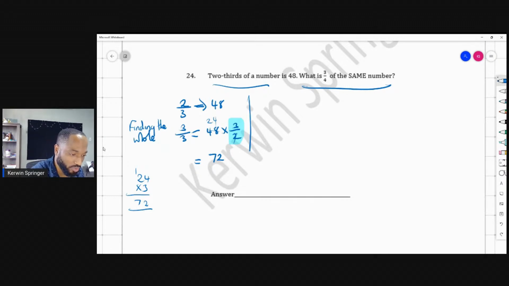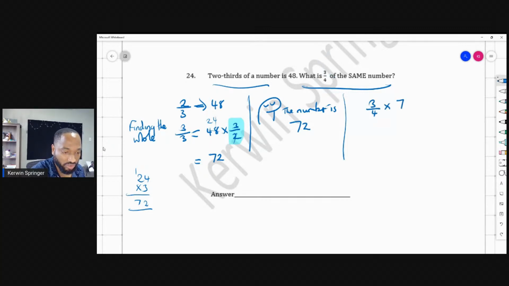So now we know the number is 72. But that's not the question. We want to know what is 3/4 of this same number. So now 3/4 of is the same as multiply. 3/4 of 72.